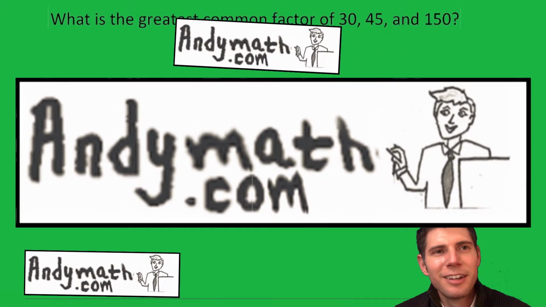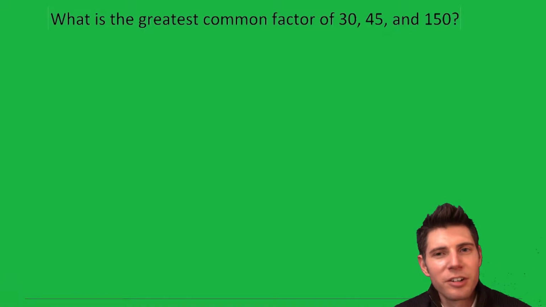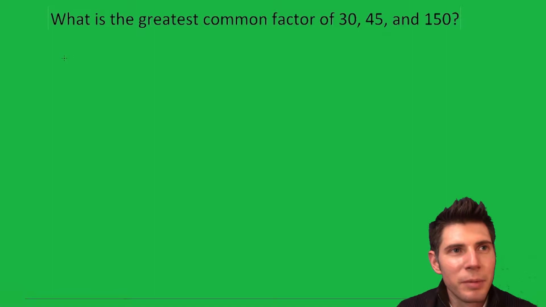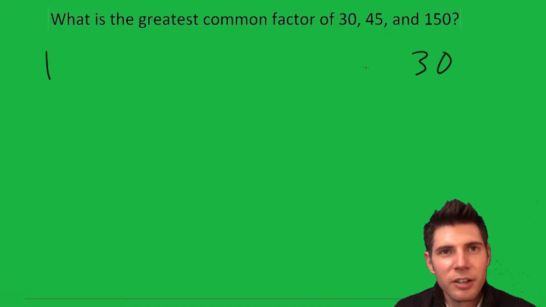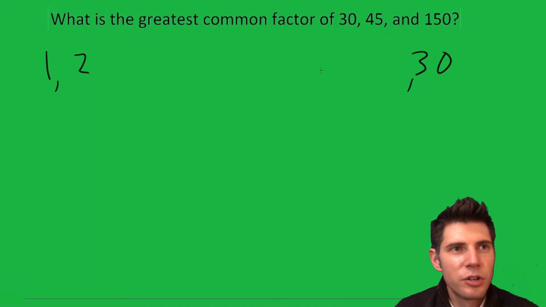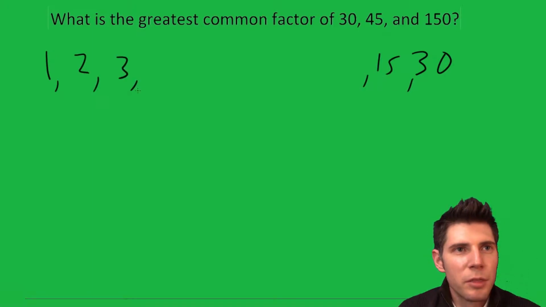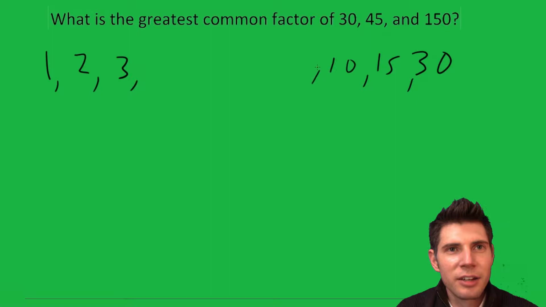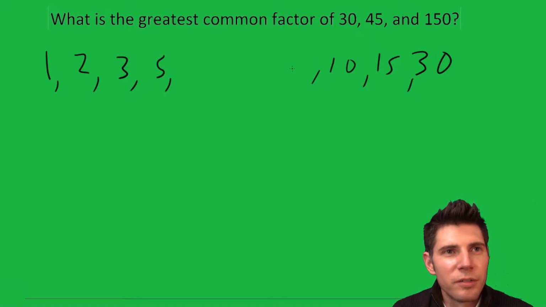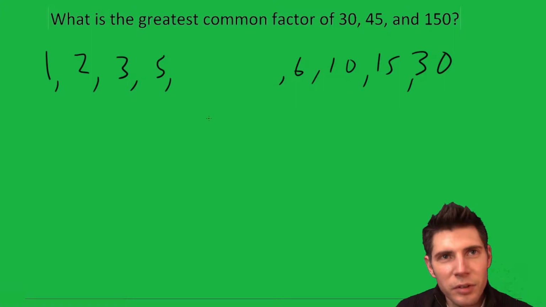Andymath. What is the greatest common factor of 30, 45, and 150? So let's just break them out into their factors. So we have 1 and 30, 2 and 15, 3 and 10, 4 doesn't work for 30, and 5 and 6. And now we've collided. So that's it for 30.